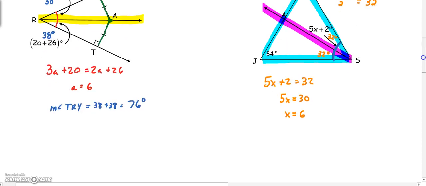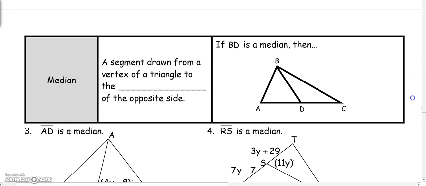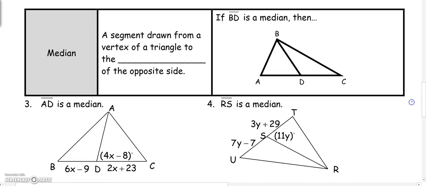A new term that we're going to look at today is called a median. A median is a segment that has to be drawn from the vertex. It's important to note that it must be drawn from the vertex of a triangle to the midpoint of the opposite side. So B would be my vertex, D is my midpoint. Remember that a midpoint bisects a segment into two congruent parts, so AD is now congruent to CD.